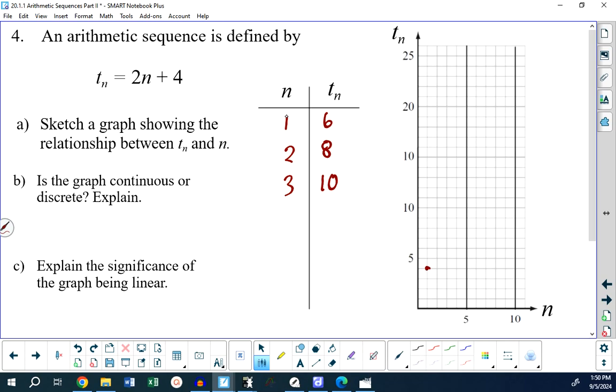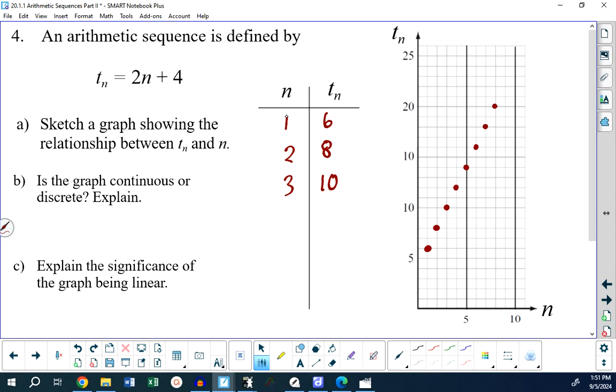1, 6, 2, 8, 3, 10. It's going up by 2 each time. So that's what the graph looks like.